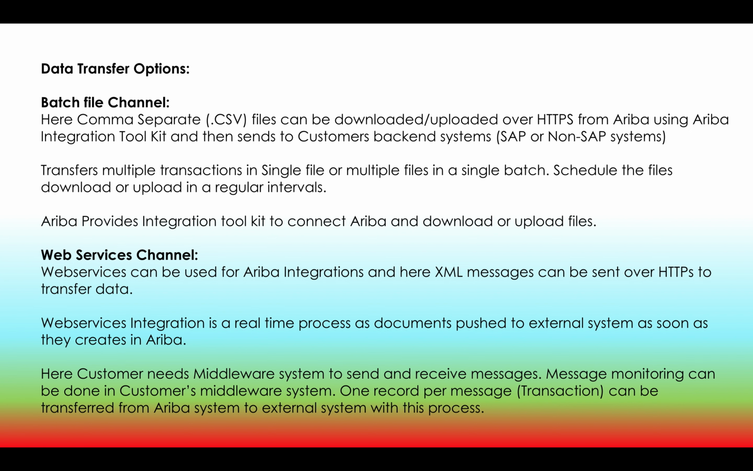Middleware system in the sense that if a supplier uses SAP, he can use SAP PI. PI is Process Integration. So we can use SAP PI as a middleware system, and we can develop web services from the middleware system and then connect to SAP Ariba systems. We can use any other middleware systems also, like TIBCO, BizTalk. We can use whatever web service supported systems, and then we can connect Ariba.